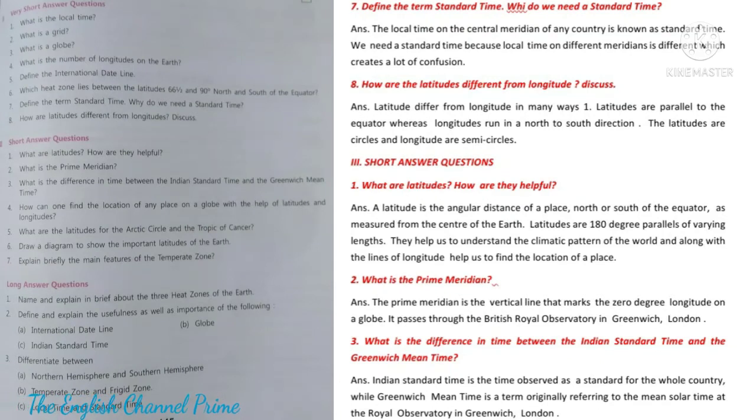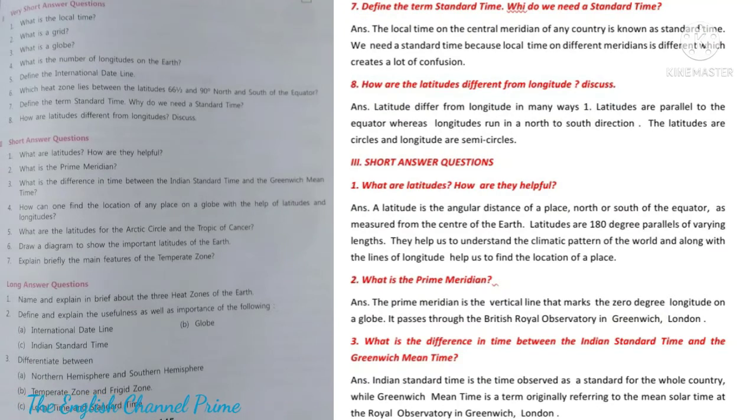Second question, what is the prime meridian? Answer, the prime meridian is the vertical line that marks the 0-degree longitude on a globe. It passes through the British Royal Observatory in Greenwich, London.